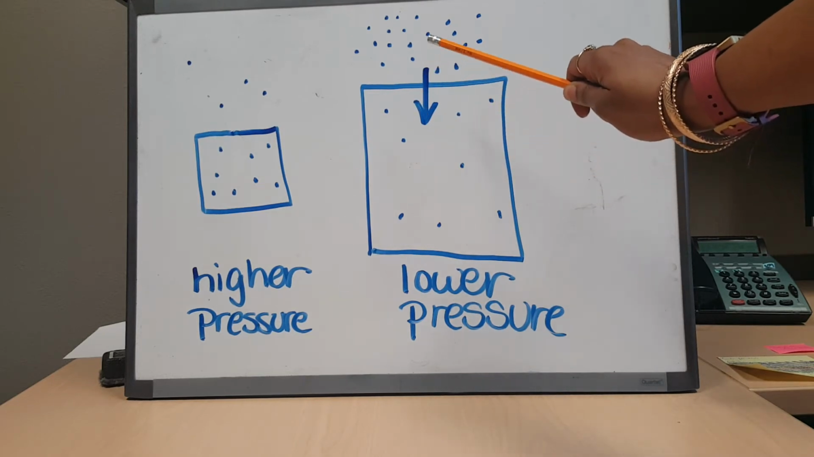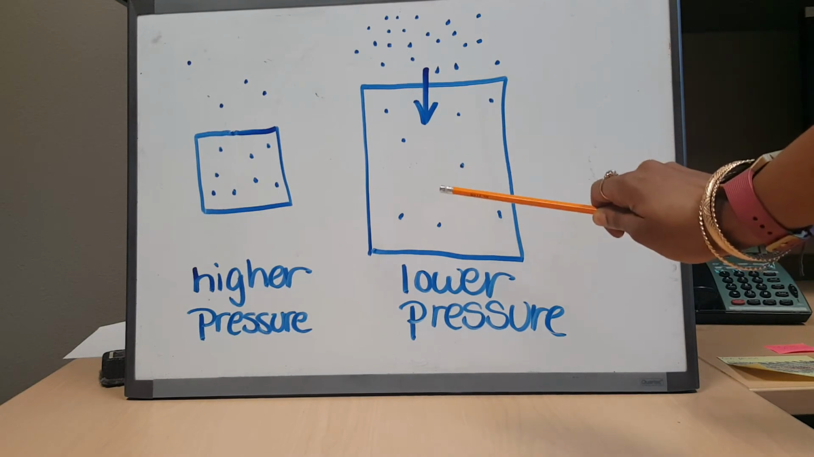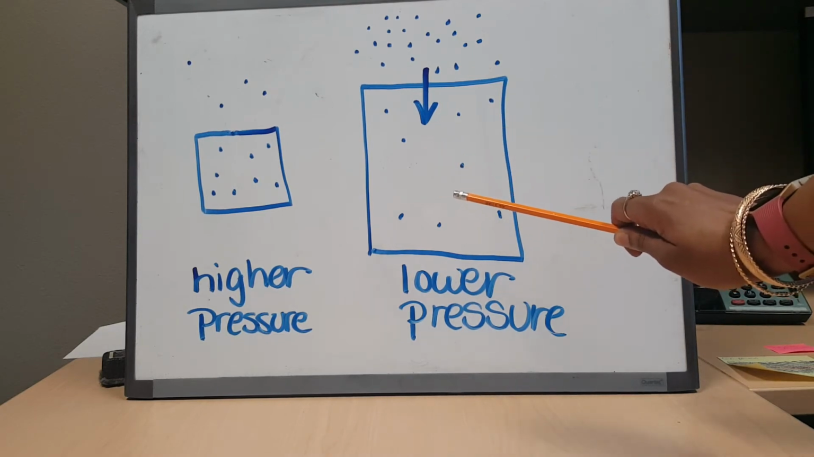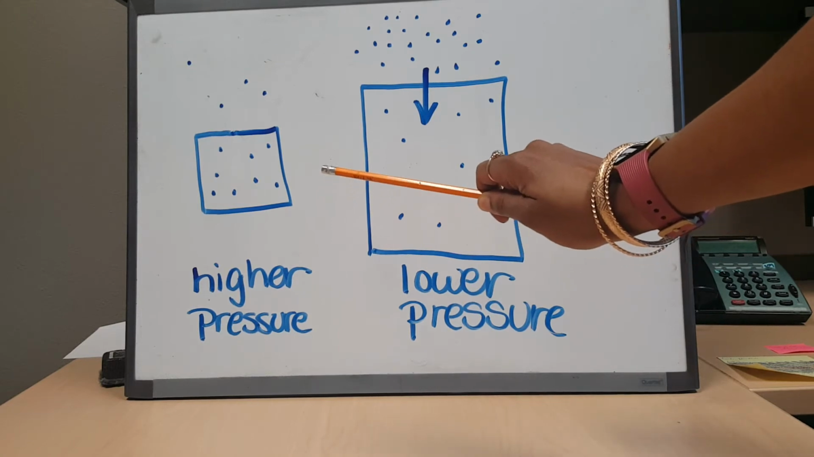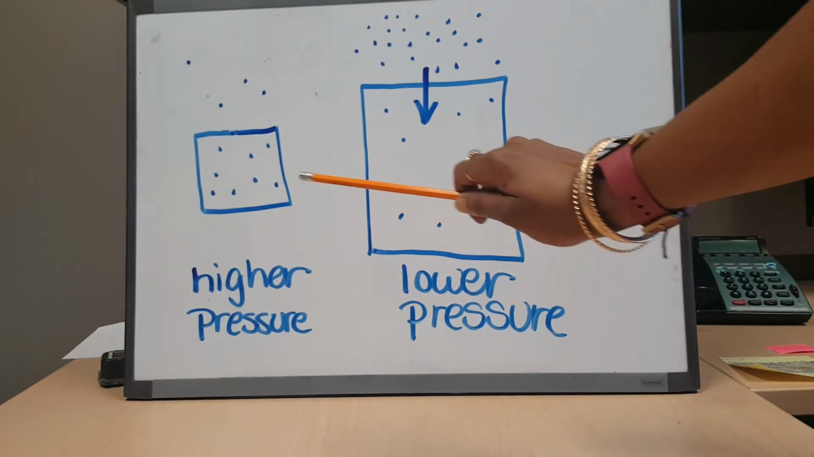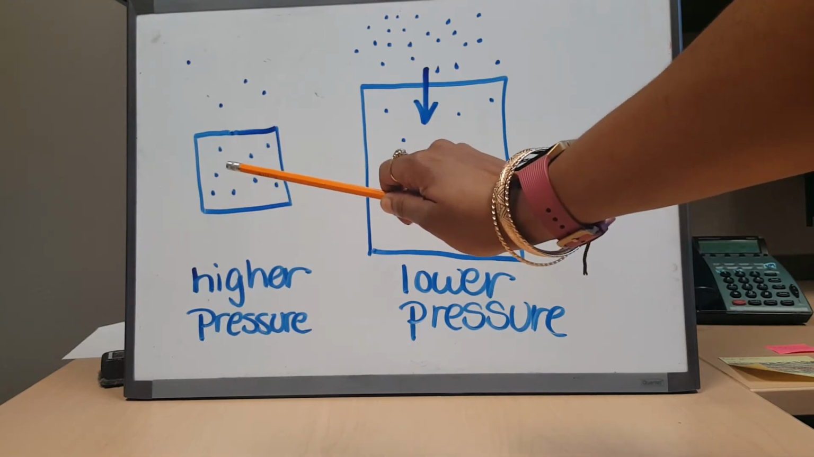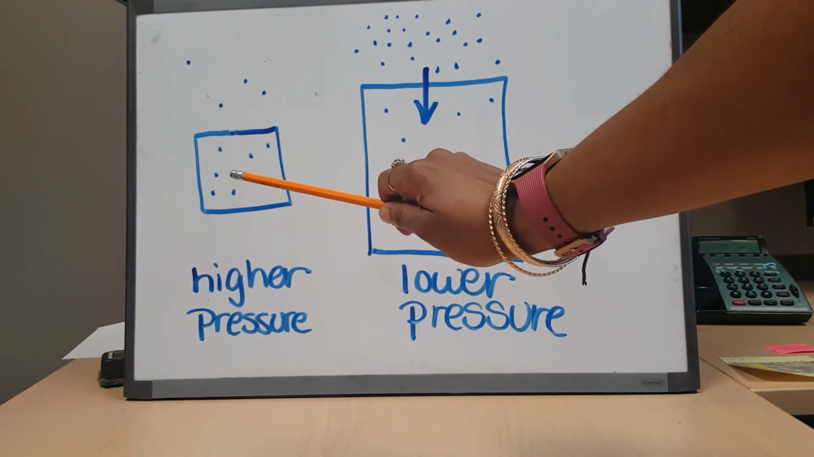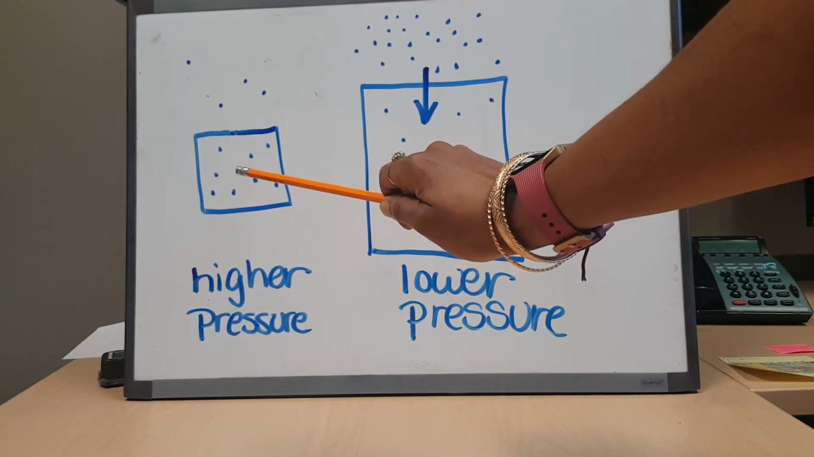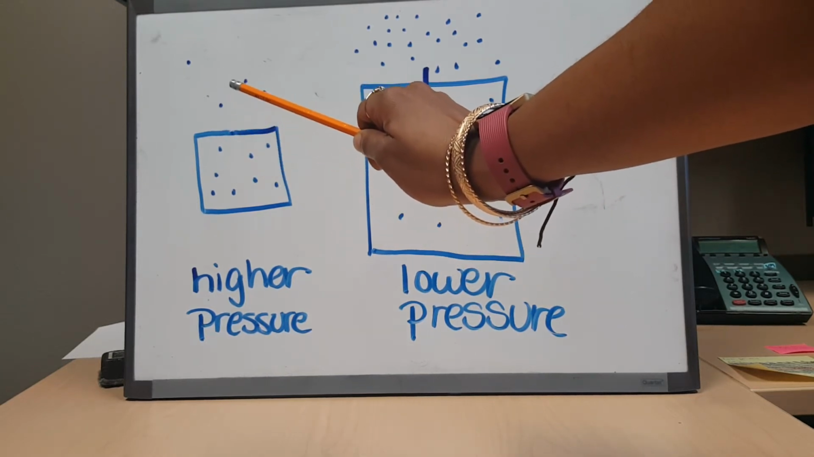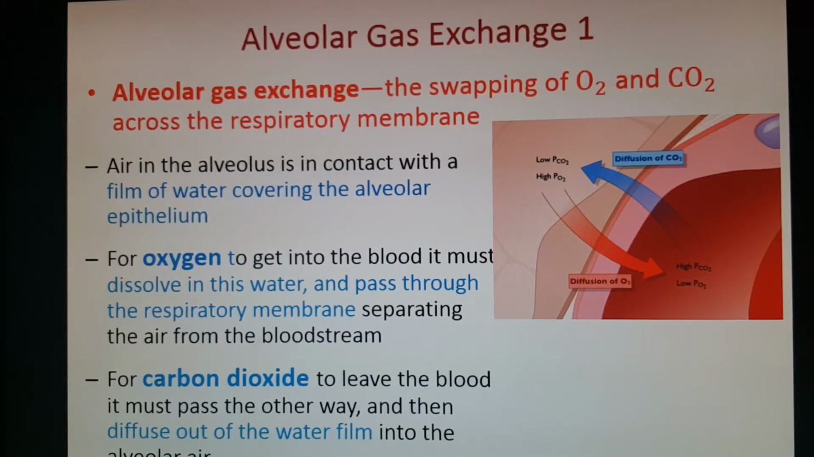So this drives the higher pressure air from the atmosphere into the lungs. The opposite is true when you compress the lungs, therefore creating more pressure in that same amount of area, which would drive the air molecules out of the lungs from an area of higher pressure to lower pressure in the outside environment.